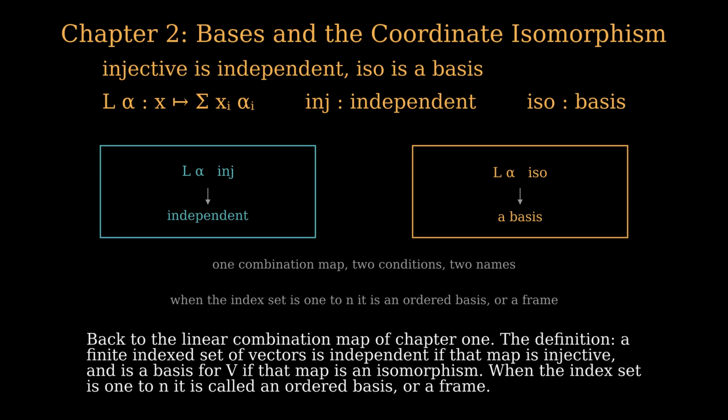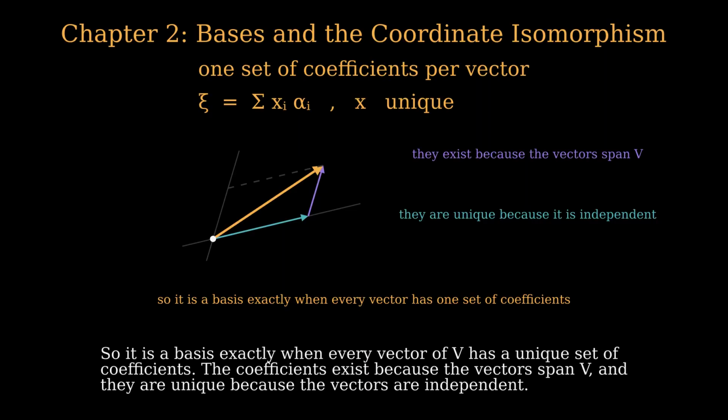The definition: a finite index set of vectors is independent if that map is injective, and is a basis for V if that map is an isomorphism. When the index set is 1 to n, it is called an ordered basis or a frame. So it is a basis exactly when every vector of V has a unique set of coefficients. The coefficients exist because the vectors span V, and they are unique because the vectors are independent.